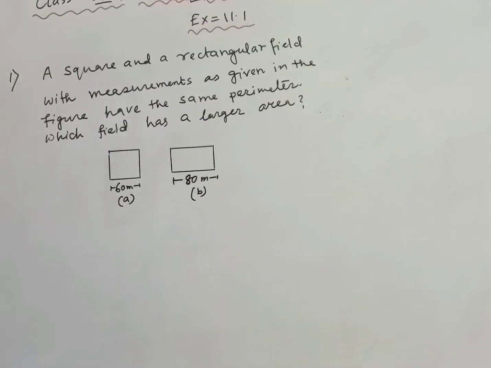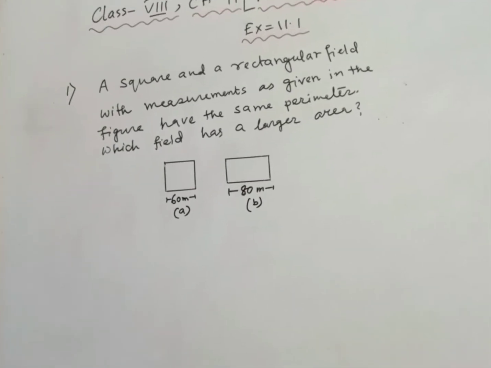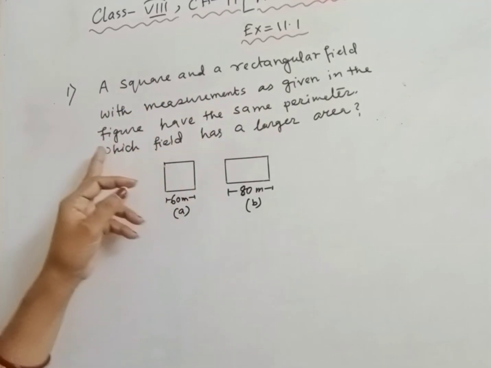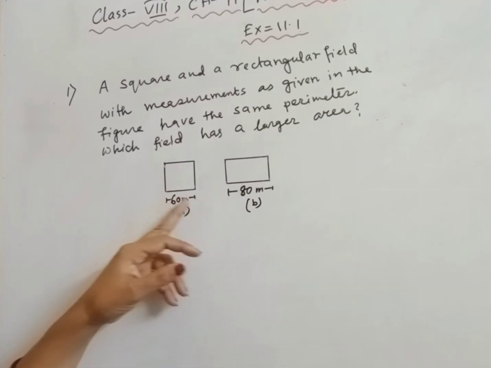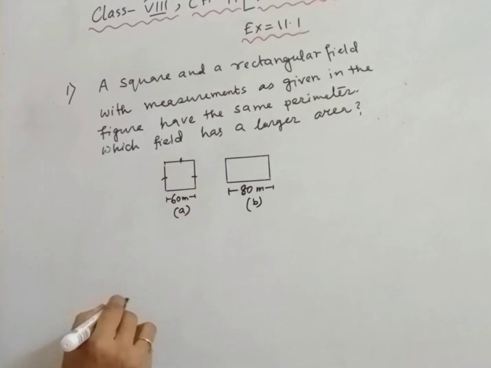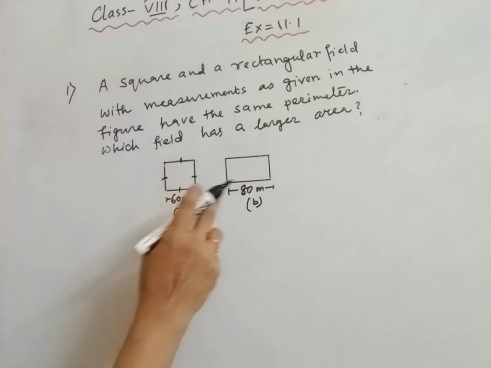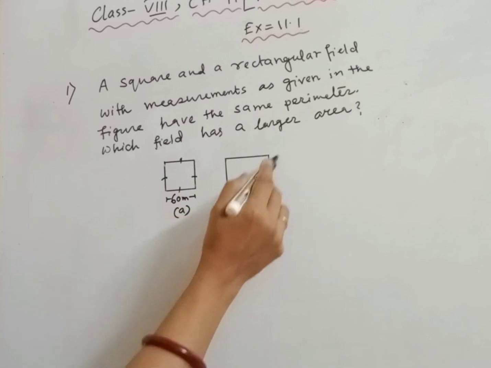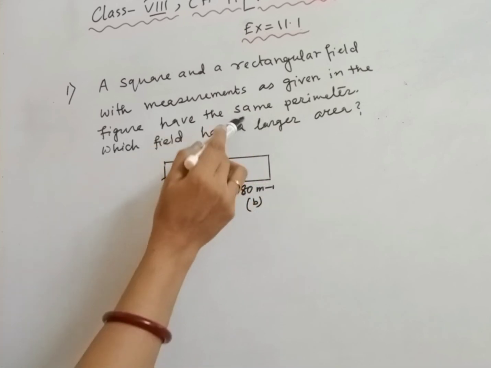Now question number 1, exercise 11.1, question number 1. A square and a rectangular field with measurements are given in the figure. You can see the square has 60 meter length of the sides, and you know the square has all the sides equal, so all the sides are 60 meter. And a rectangle, figure B, its length is given, breadth we don't know, but it is given that the perimeters of these figures are the same.